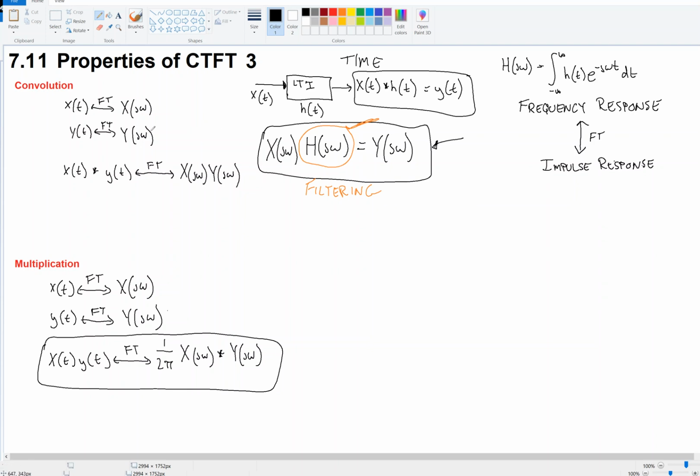Because up here we said that convolution in time was multiplication in frequency. Now we're saying multiplication in time is convolution in frequency, and I'm going to give you an awesome application of this, and just a little bit of foreshadowing. Sometimes this property, the multiplication property, is called modulation. The modulation property. Do you know what AM stands for in communication systems?